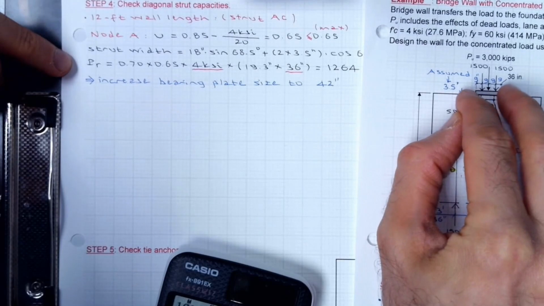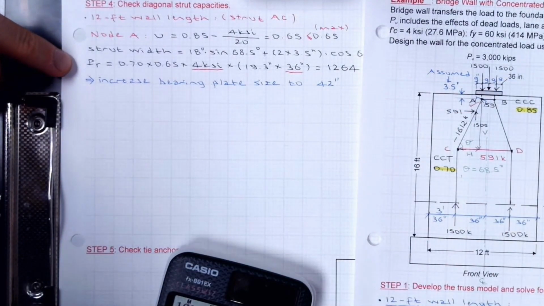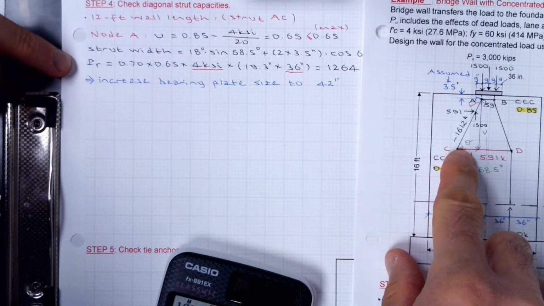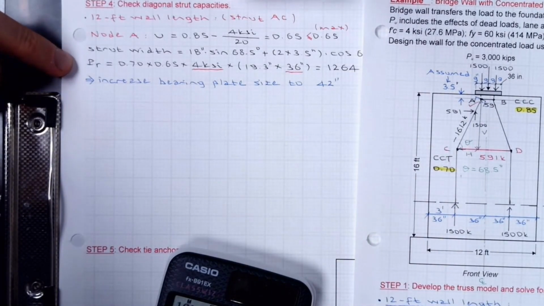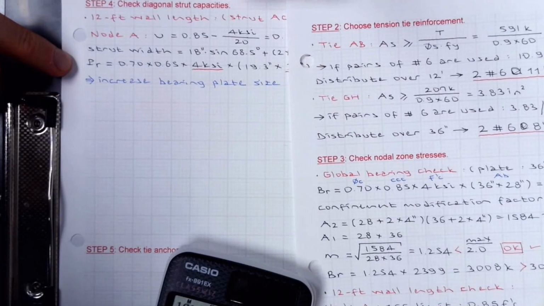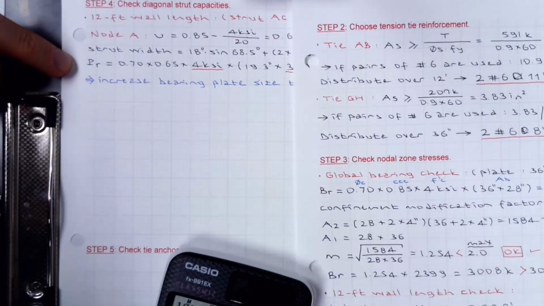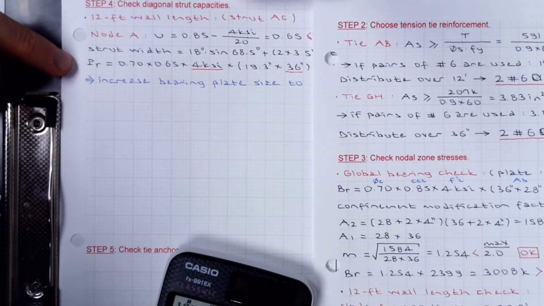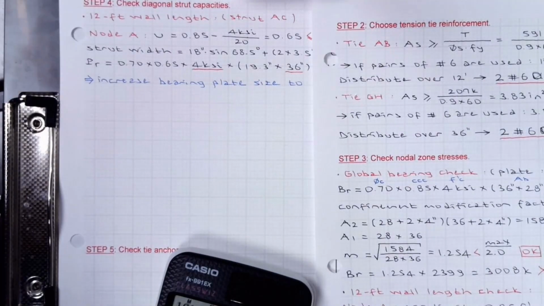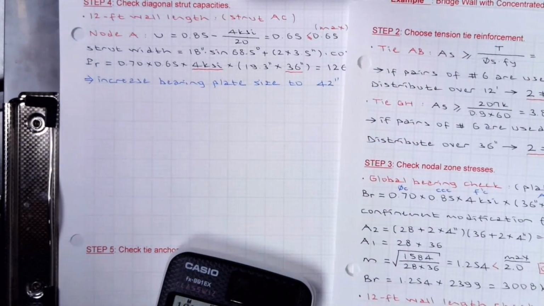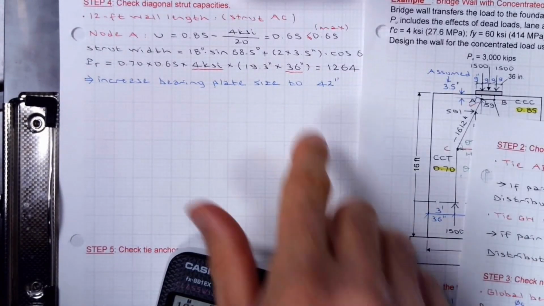Once you increase the bearing plate dimension, it's going to help the model overall. It's going to improve the theta. It should reduce the forces. So the reinforcement we selected in the previous step should be more than enough after increasing the bearing plate size. So I'm going to proceed. I'm not going to change the design. If you want to get some practice, you can change the bearing plate size to 42.